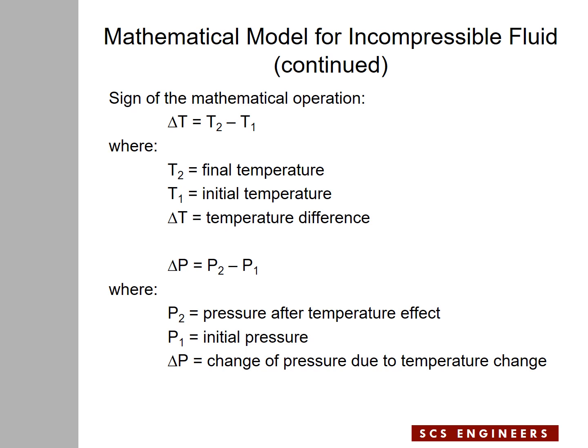But if we get a temperature decrease during the test, T2 would be smaller than T1, so delta T will end up being a negative value. Similarly, delta P is defined as P2 minus P1, P2 being the final pressure after temperature effect, and P1 is the initial pressure. Again, if final pressure is higher than P1, delta P would be a positive value, and if final pressure is less than initial pressure, delta P would be a negative value.